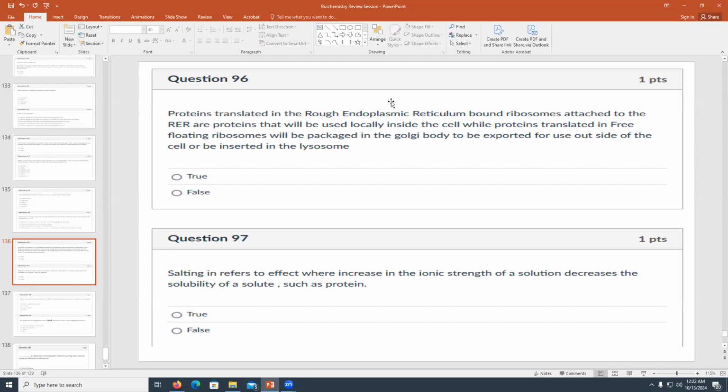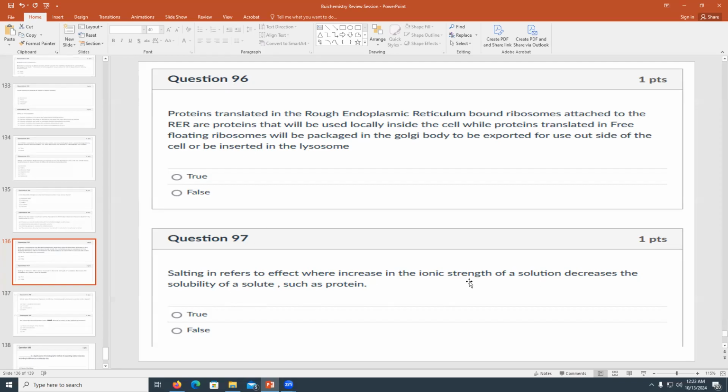Replace the function. So just switch them around. It is the proteins synthesized by ribosomes attached to the rough endoplasmic reticulum. They will be shipped out, exported out of the cell, or sent to the Golgi body or the lysosome. But it is the proteins made by free-floating ribosomes that will be used locally inside the cell.